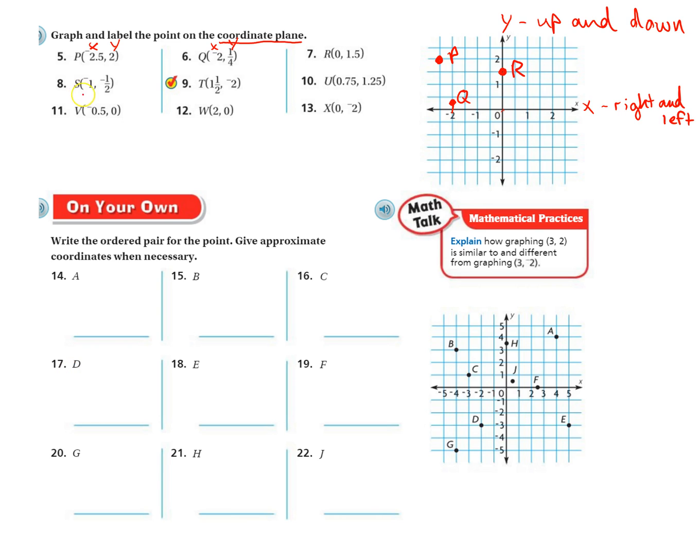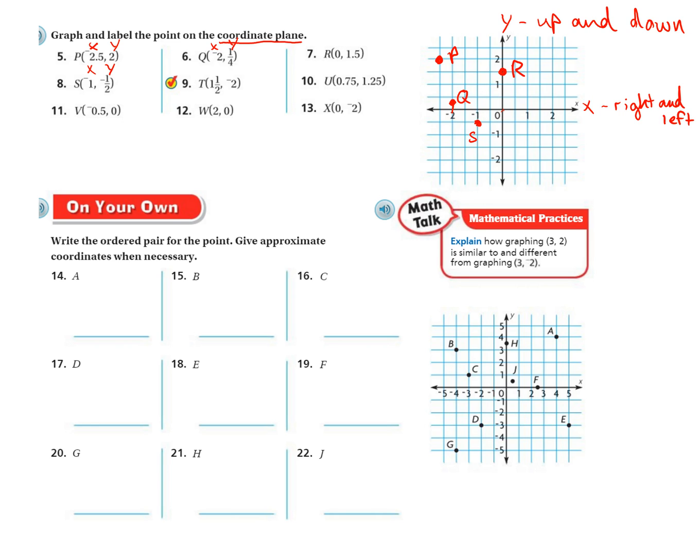Okay, number 8, point S. Remember, the x is first, the y is second. So negative 1 would be to the left. So we're going to go to the left to negative 1. And then negative a half, negative would be down on the y-axis, and it's not quite to 1, it's halfway. So halfway to 1 would be there. So I graph my point right here, and that is point S.